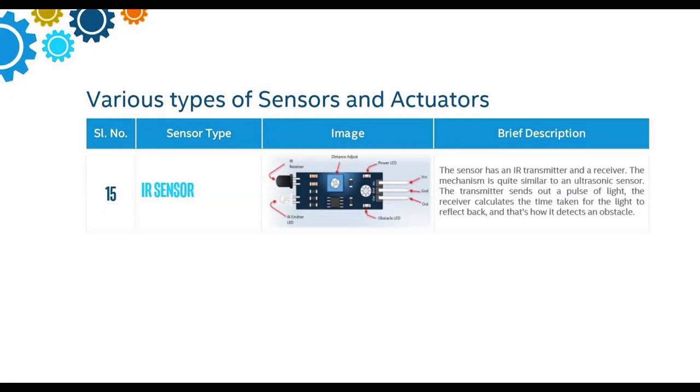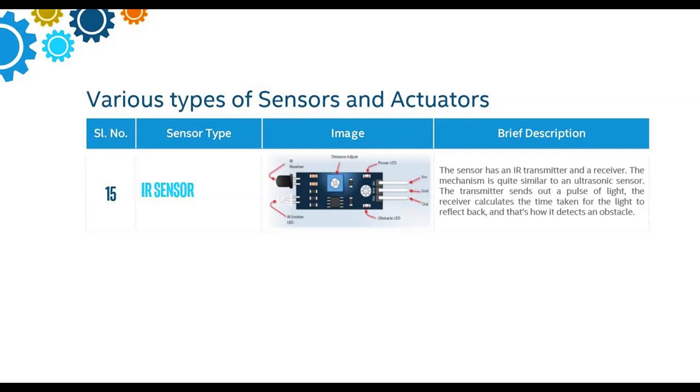IR sensor is nothing but your infrared sensor, where we have an IR receiver and an IR enabled LED. LEDs always reflect the light, and the IR receiver receives that particular light. So distance adjustment is also done by using this particular sensor. We have a power LED, and then the obstacle LEDs blink whenever an obstacle is available.